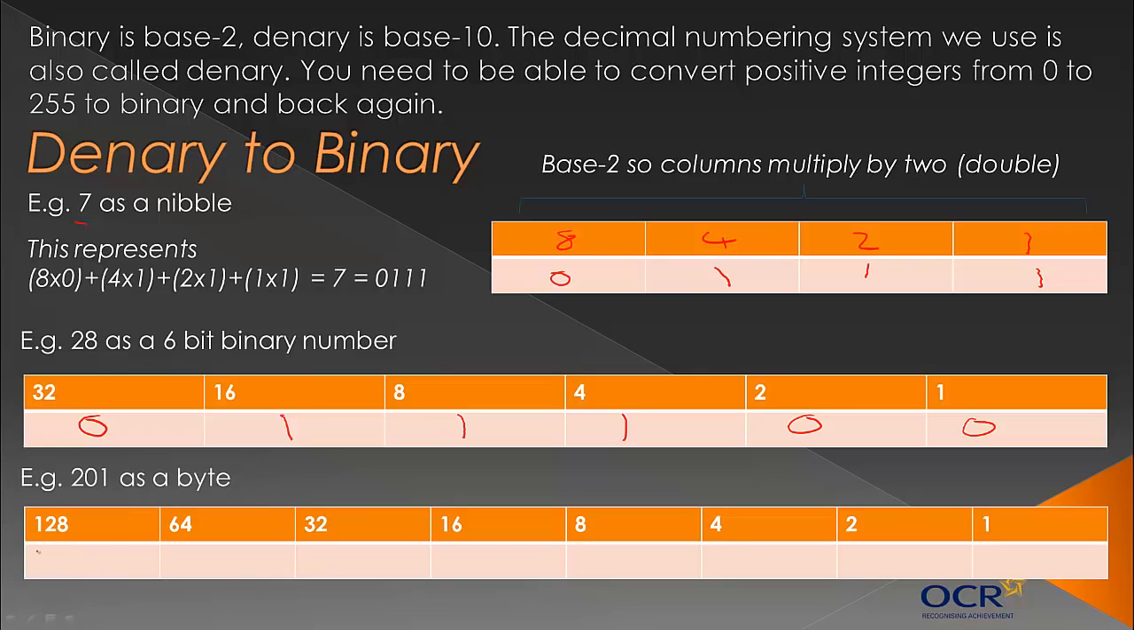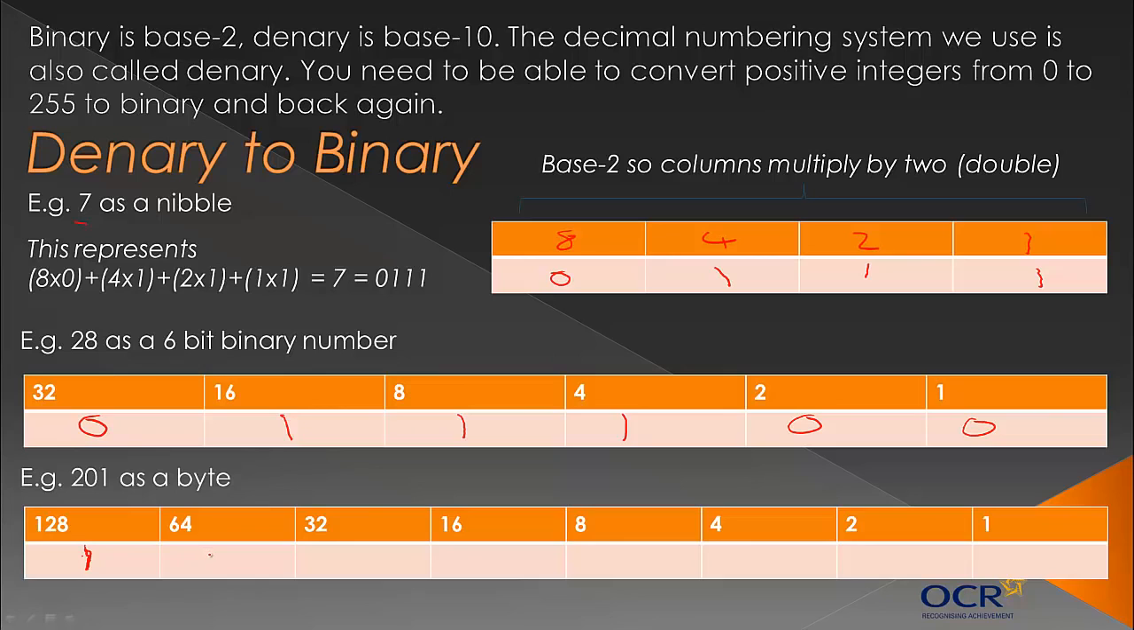So 201 as a byte. Again we do 128. Does it go into 201? No, it doesn't. Oh, sorry, no, of course it does. 128 does go into 201. You've got to really be careful with this. So I made a mistake that would mess up my whole calculation. That's a really bad one as well.